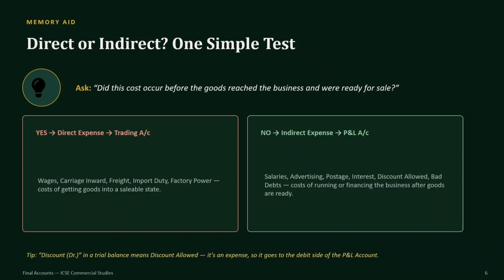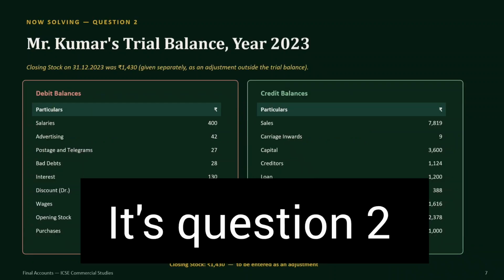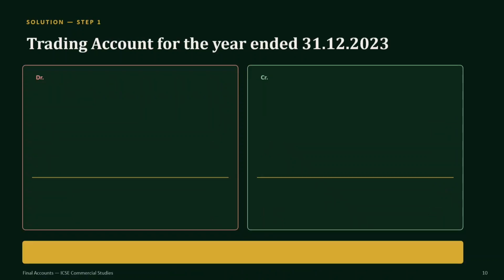Now let's solve Mr. Kumar's accounts together. Think of it like sorting a big pile of receipts into 3 trays. To begin with, we have the trading account. Now ask yourself, did this rupee get spent before the goods were ready to sell? So here comes opening stock 995, purchases 6200, wages 430, and that sneaky carriage inwards rupees 9 sitting in the credit column. All direct costs go here on the debit side.